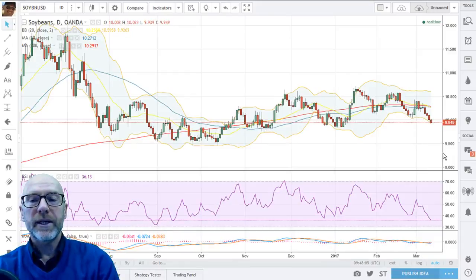On to soybean. Here we're expecting a short-term rally. Over the last 4 days, the price has fallen quite dramatically, but the RSI has actually just become slightly oversold. So I would expect a short-term bounce.